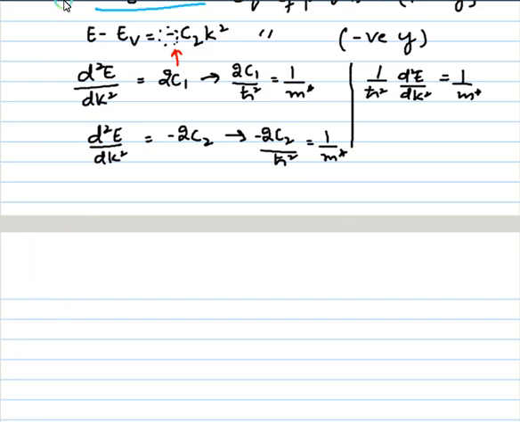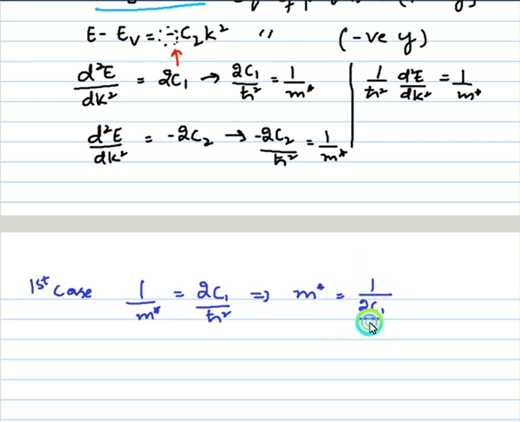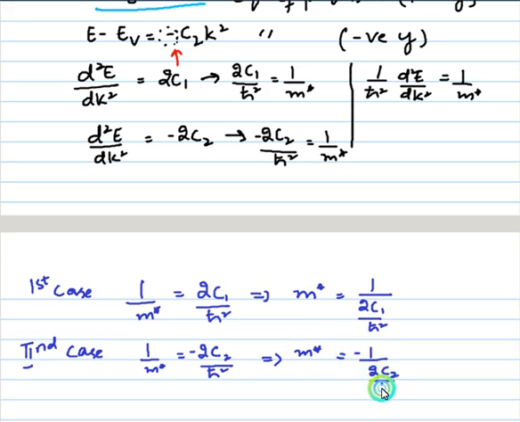Okay, now if we take the first case where 1 upon m star equals 2c1 upon h cross square, it implies our m star will be the reciprocal of 2c1 upon h cross square. And the second case is where 1 upon m star equals 2c2 but negative upon h cross square. So it implies m star equals 1 upon minus 2c2 upon h cross square.